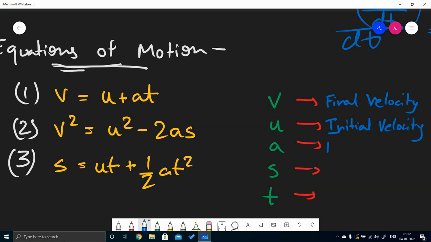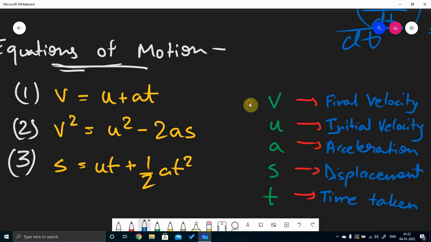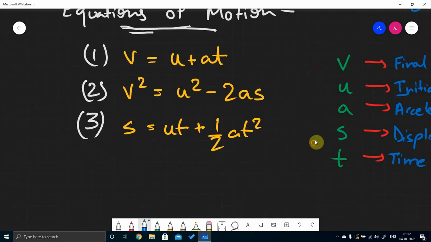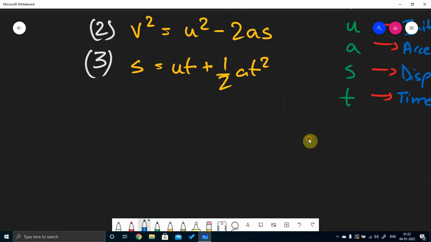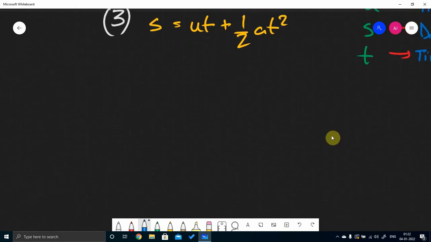A over here is acceleration. S over here is the displacement. Remember, it's not distance, it's displacement. And t over here is the time taken. Alright. So now you have everything that is required to actually solve questions relating to one-dimensional kinematics.